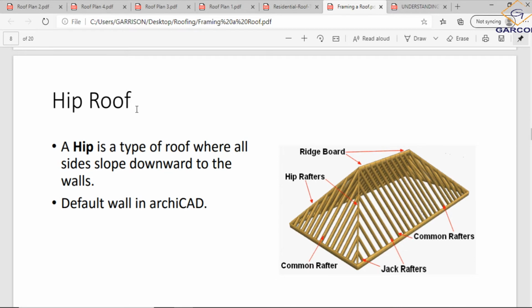Hip roof. Now, separate from a gable roof where the sides stop straight up, a hip roof has a little chamfer on the edge of it, right? So a hip roof has some elements that a gable roof doesn't have, such as the hip rafters. Now, a hip is a type of roof where all the sides slope downwards to the walls, right? So on the hip roof, all of the sides slope down to the wall, so all of the sides have a little triangle sloping going down.